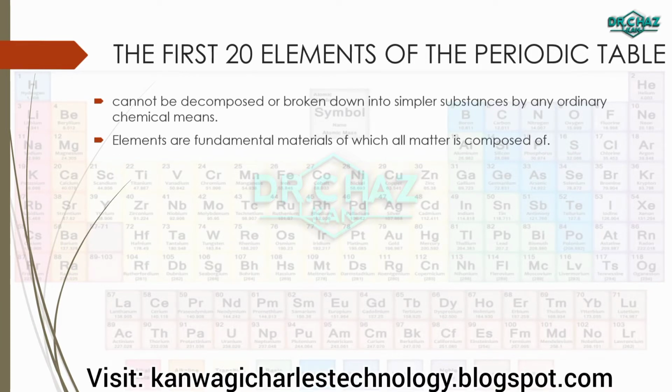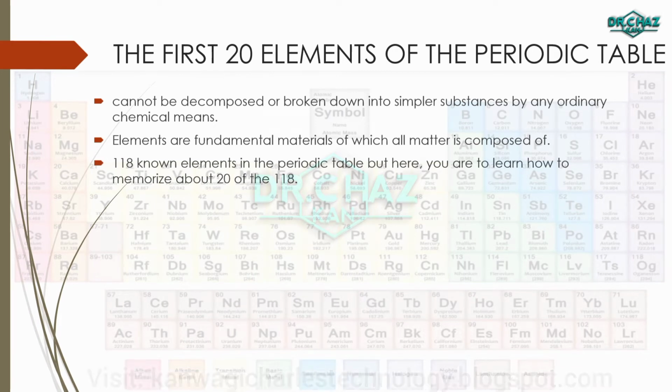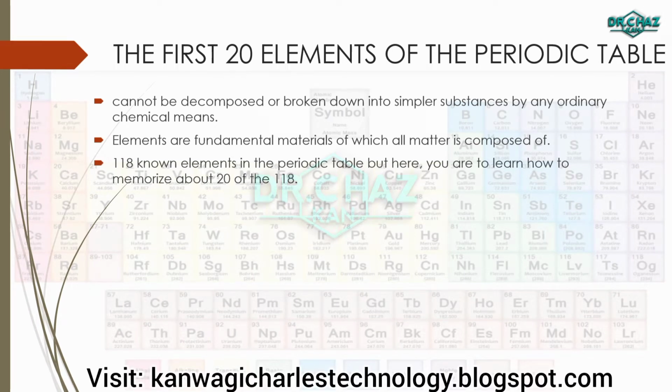They are examples of matter, and they have many elements inside them which are of vital importance. There are 118 known elements in the periodic table, but here we are to talk about how to memorize about 20 of the 118 elements of the periodic table. So we are going to basically look at the first 20 elements of the periodic table and how to memorize them quickly using a simple song.